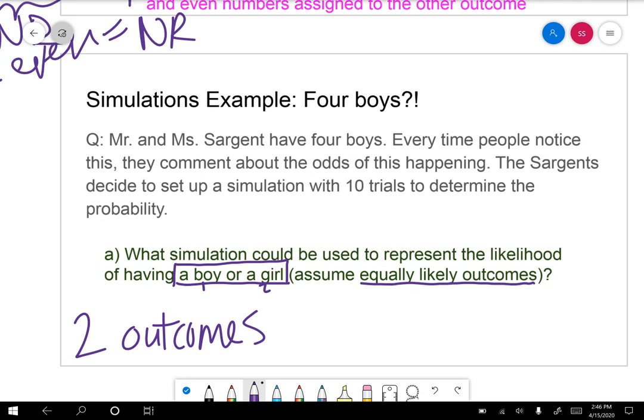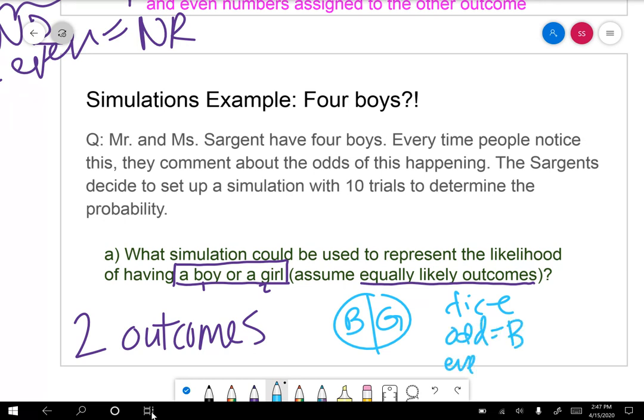Okay, so again, we are looking for how many outcomes there are, right? And next we're going to think about what type of simulation could be used for this. Basically we could use any of the ones we used on the last example. So you could do a 2-sided spinner, maybe that's boy, girl. You could do a dice with odd numbers for boys, even for girls. Really anything that has 2 outcomes that are equally likely.